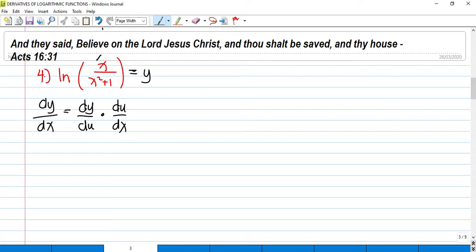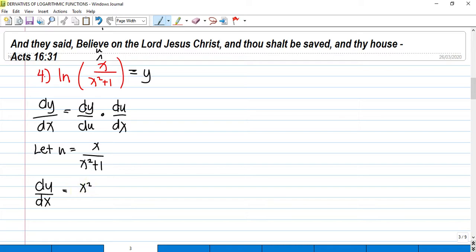So if I'm going to label the inside function of the ln as u, I'm going to let u equal x over x squared plus 1. And I'm going to get the derivative of u with respect to x. That's our du over dx. So this is a quotient rule. So with the quotient rule, what will happen?